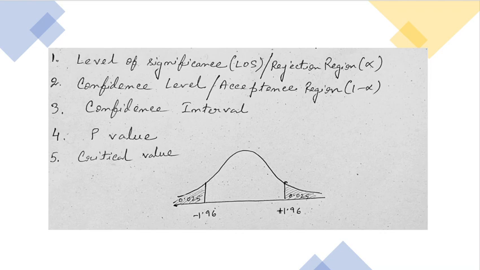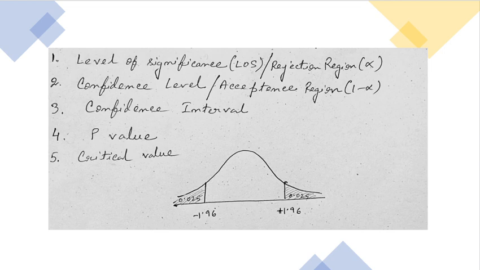In this video, we will be discussing some important concepts which are needed to understand the concept of testing of hypothesis very clearly. So, number 1, what is level of significance or the rejection region?